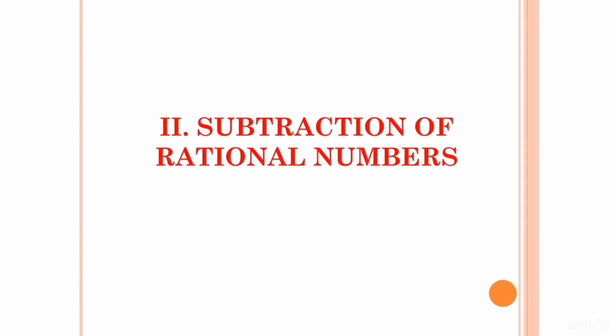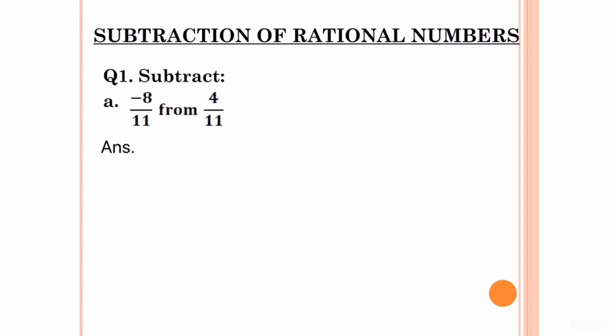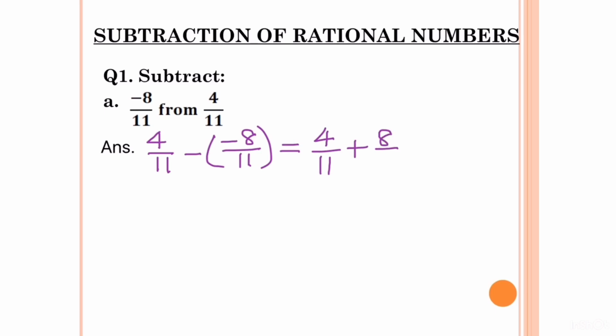Subtraction of rational numbers. Let us now see how to solve sums on subtraction of rational numbers. First question, subtract minus 8 by 11 from 4 by 11. That is 4 by 11 minus of minus 8 by 11. This expression is equal to 4 by 11 minus of minus is plus 8 by 11.